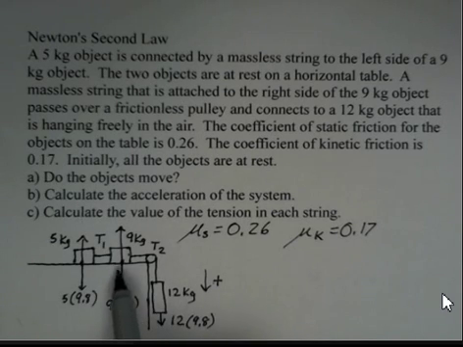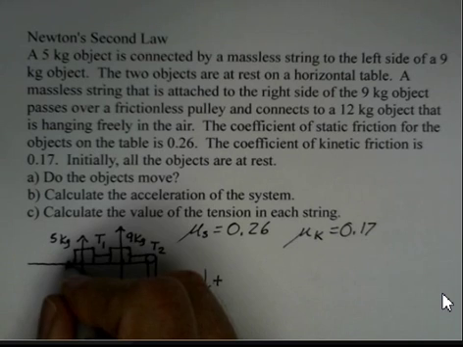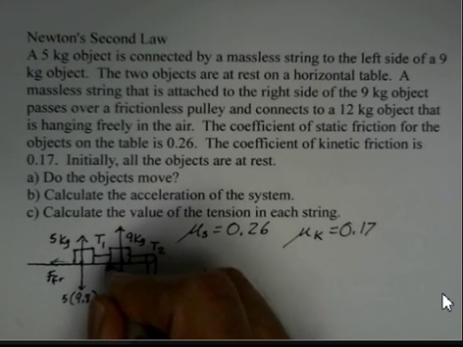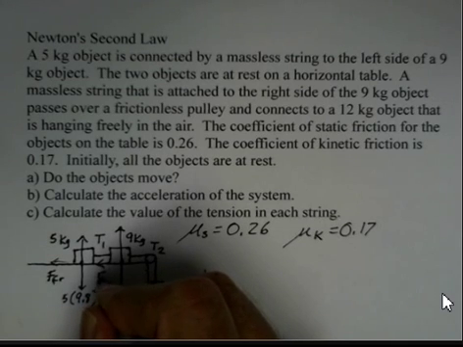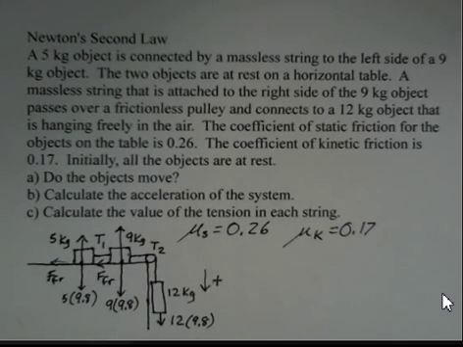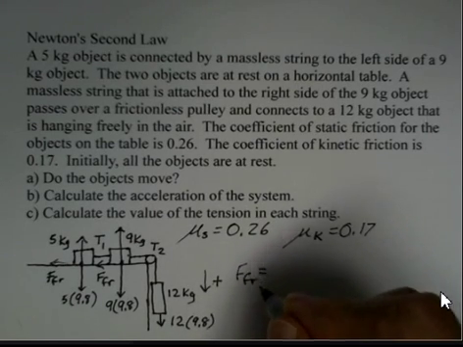Now, which way do you think we should draw the force of the friction on the 5 kilogram and the 9 kilogram objects? Friction always opposes motion, so we're going to have friction back this way for both objects on the table. Force of friction will be off to the left. So let's calculate that available force of friction. The force of friction is the sum of the two forces.